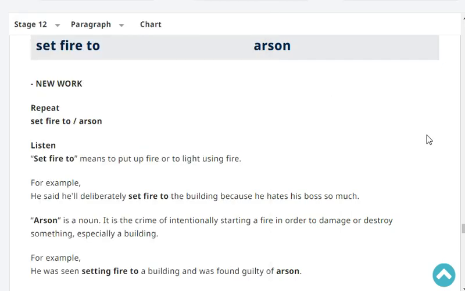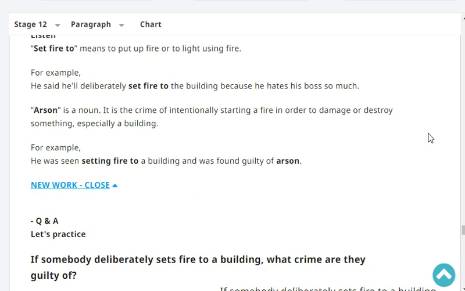For example, he said he'll deliberately set fire to the building because he hated his boss so much. Arson is a noun. It is the crime of intentionally starting a fire in order to damage or destroy something, especially a building. For example, he was seen setting fire to a building and was found guilty of arson. Let's practice.